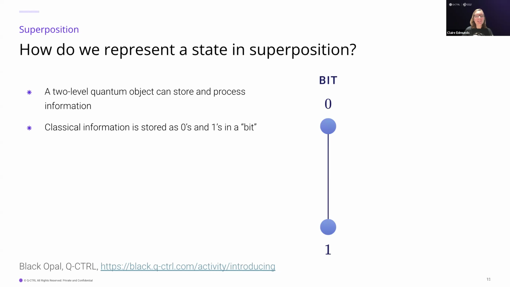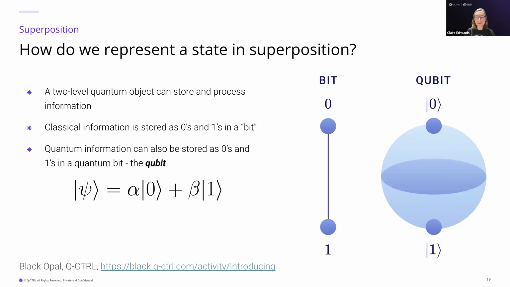So how do we actually represent one of these superposition states? Well, in classical computing, the information carrier is called a bit. It's a two-level system that can either be written as a 0 or 1. This is how we store all information in classical computers and how we do all our information processing. It all happens in the bits. But we know in classical computing it's discrete. We can only have a 0 or a 1, nothing in between.